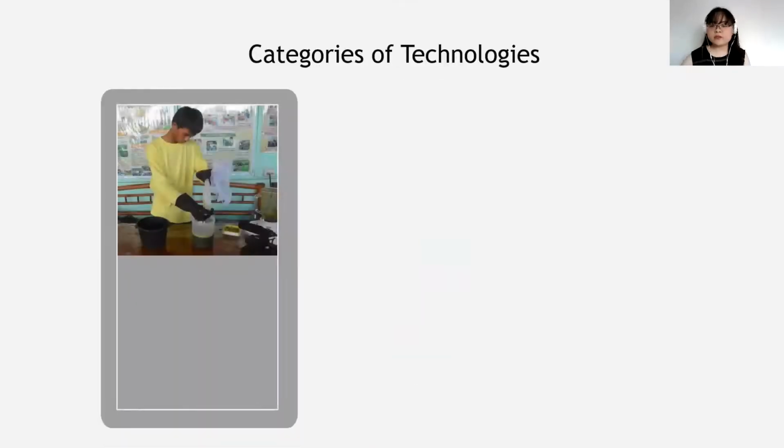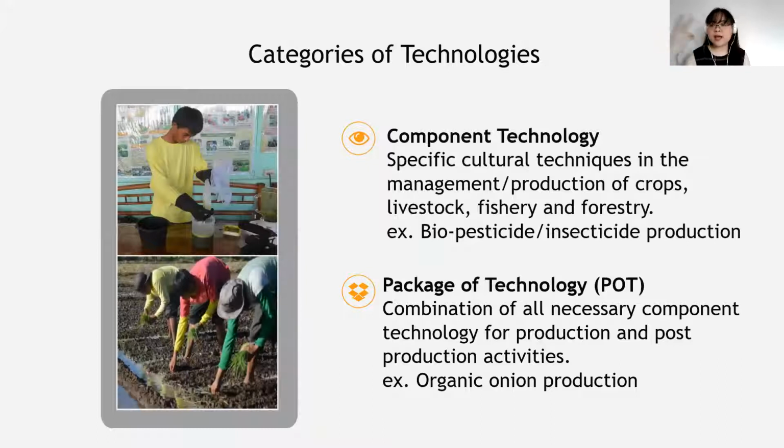Okay, so let's categorize first the different technologies. There are two kinds of technologies in CLSU, or technologies as a whole. We have component technology and package of technologies. When you say it's a component technology, it means that it's only one specific technology or specific technique or process in crop production, in livestock or fisheries. So for example, you just have one technology on biopesticide technology or insecticide production. That's just one technology. But when you say it's a package of technology, it's a combination of all component technology.